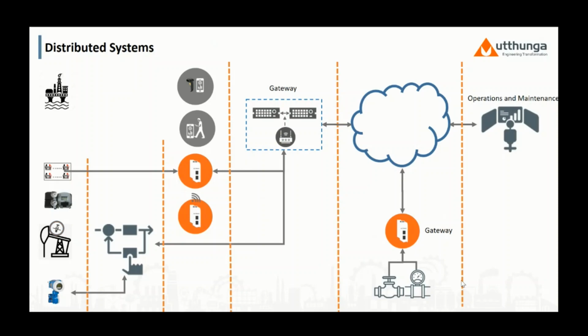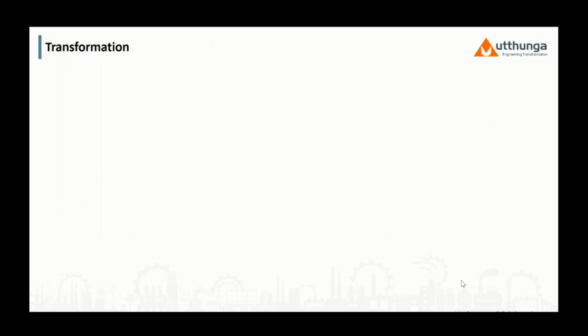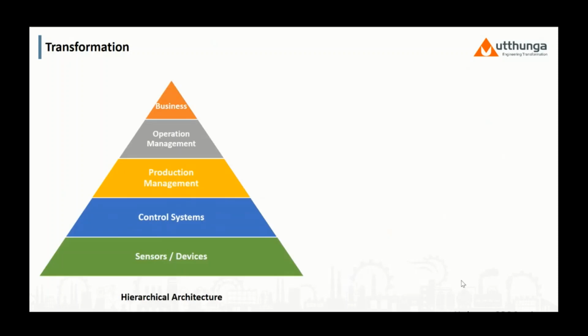Irrespective of the kind of plant that we look at, they generally fall under the ISA 95 hierarchical architecture, where you have sensors and devices, control systems, production management, operations management, and then business systems. They are connected hierarchically, and the data flows in the same manner.